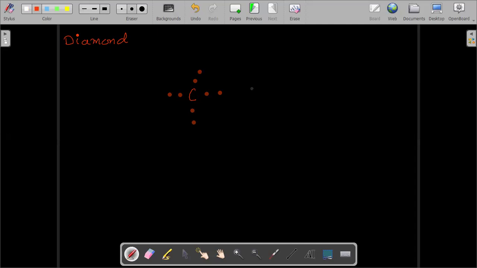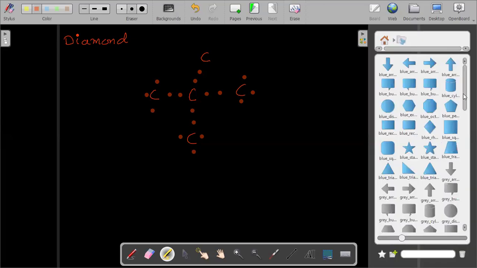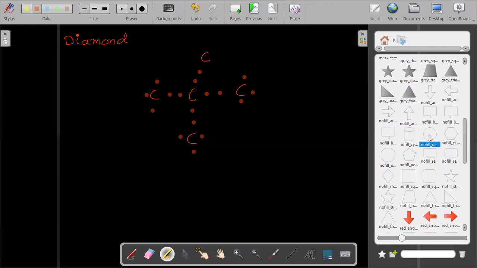See, I have drawn another carbon atom here, another here, and another here. So all these are atoms of carbon, and each carbon has contributed one electron to this central carbon atom, hence fulfilling its octet configuration. Now the central carbon atom has a total of 8 electrons, right?